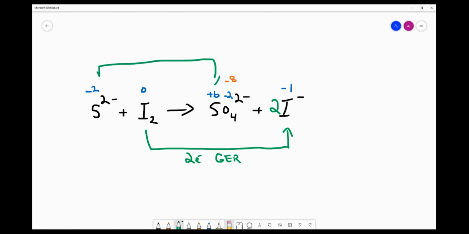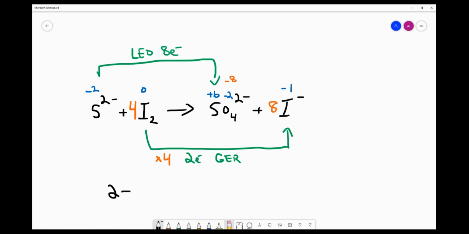The sulfur has gone from -2 to +6, and so it has lost 8 electrons. Now I'm going to make electrons lost equal to electrons gained. And to do so, I need to multiply the iodines by 4. Next up, we're going to balance the charges by adding hydroxides because we are in a basic solution.